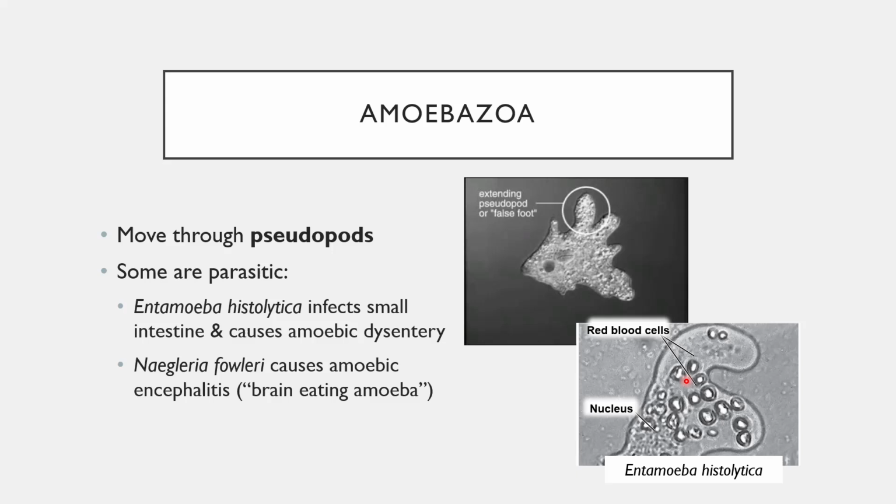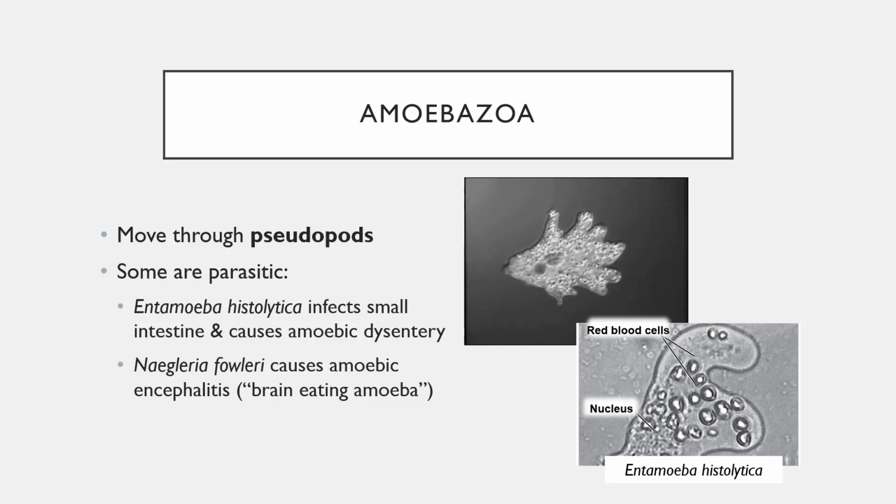Naegleria fowleri is another parasitic amoeba. This is the one that is infamously known as the brain-eating amoeba. It lives in warm freshwater sources, and the typical way that it is thought to infect a person is when it is exposed to the mucous membranes of the sinuses or the throat. And from there, it makes its way to the brain and causes a severe form of encephalitis called amoebic encephalitis.